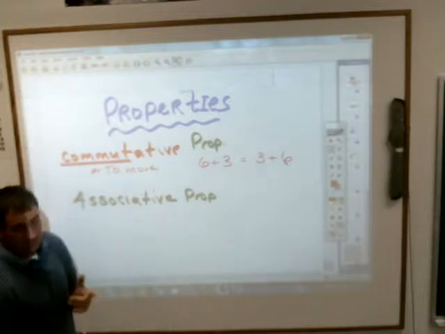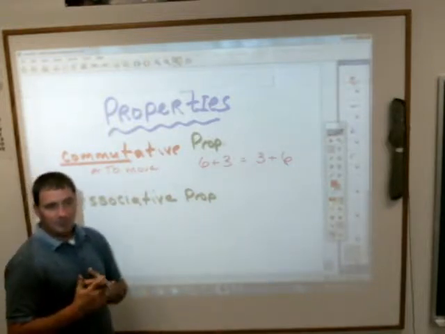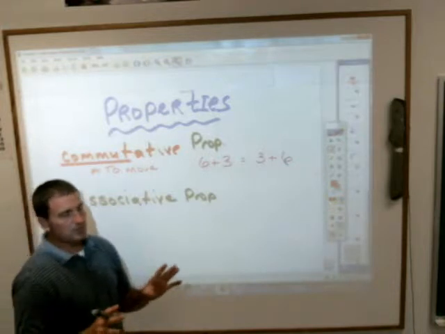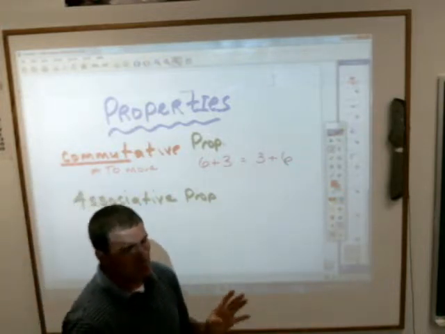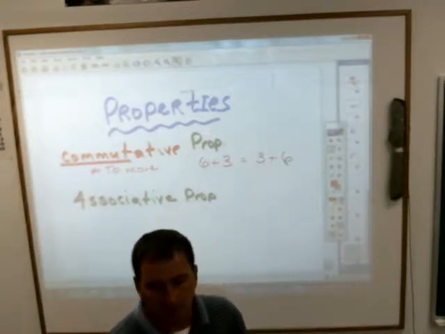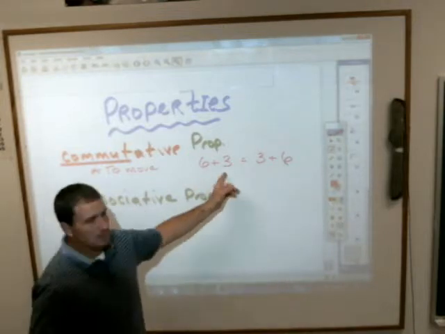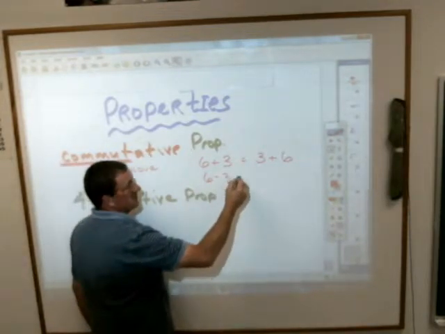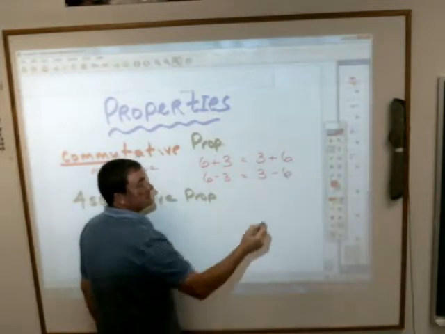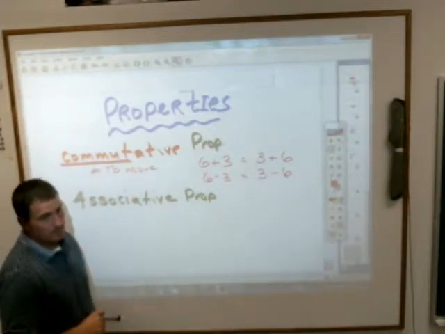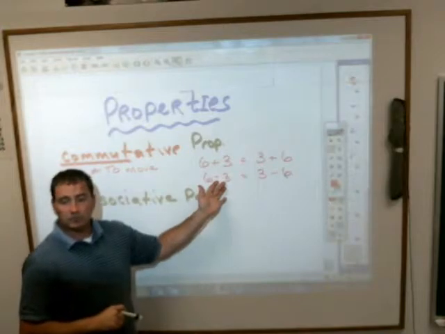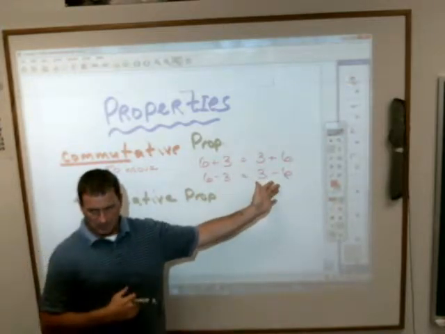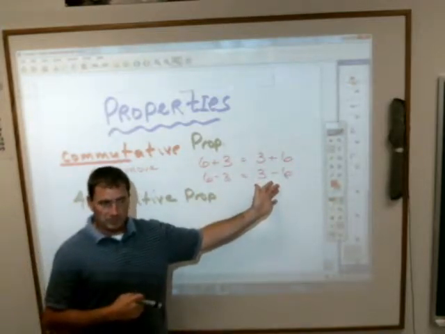And you're going to say, duh? Somebody say, duh. No. But see, the commutative property doesn't work for everything. I cannot do this with subtraction. I can't say that 6 minus 3 is the same thing as 3 minus 6 because it is not. 6 minus 3 is 3. 3 minus 6 is negative 3.